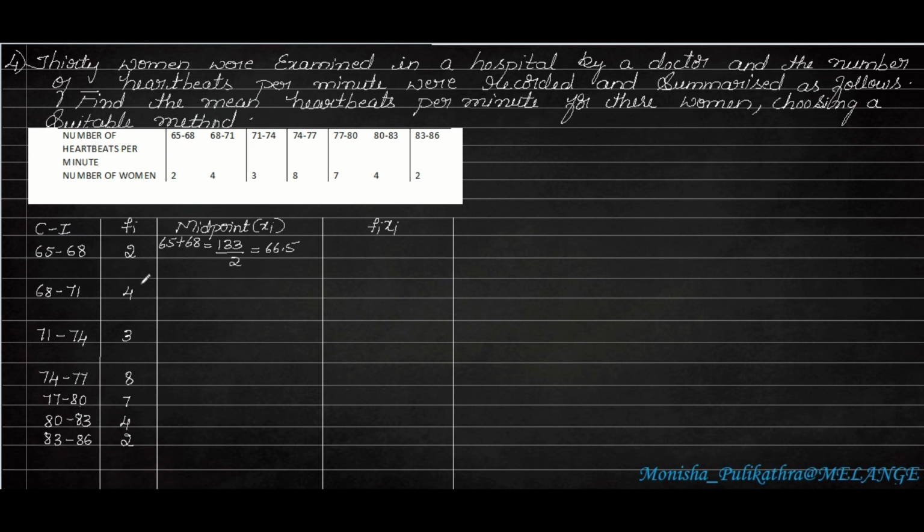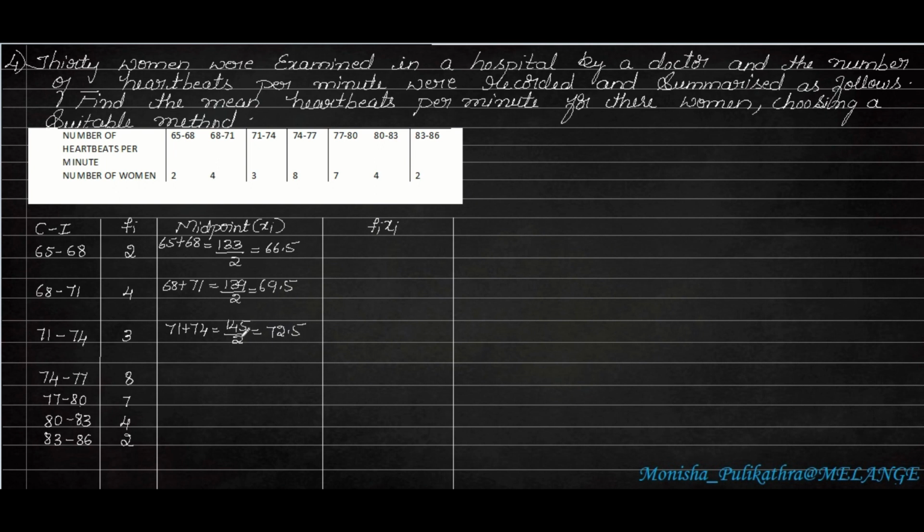So in the same way you can do it. That is 68 plus 71 is equal to 139 divided by 2. So this will be 69.5. Okay, so if you find out the first one, there is no need of doing the rest, you can write all other things by the same method. Next one is 71 plus 74, that is 145 divided by 2, which is equal to 72.5.